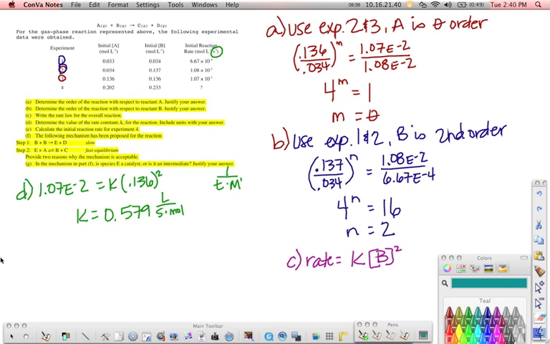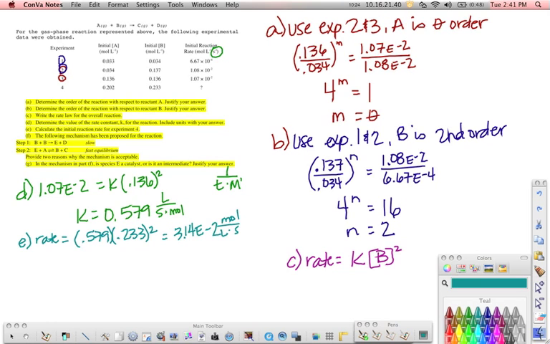E says calculate the reaction rate for experiment 4. Let's change colors once again. I like this changing colors thing. This is fun. So we're going to say rate, because that's what the question asks for, is equal to K, 0.579 times the concentration of B squared. And so for this one, it's 0.233. And that's going to be equal to 3.14 E negative 2, and the units on this are going to be molarity per second or moles per liter seconds.